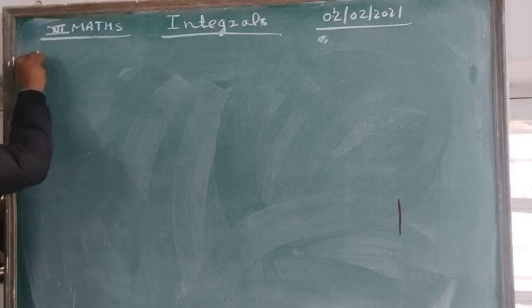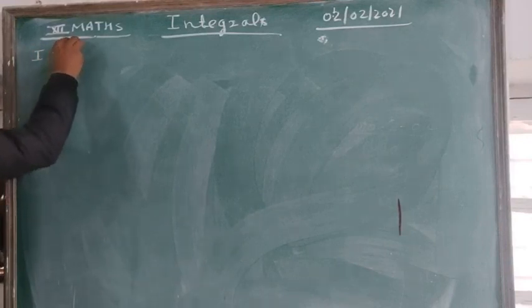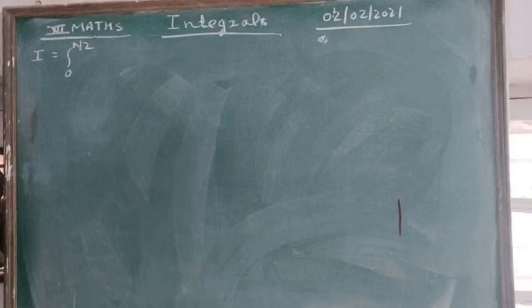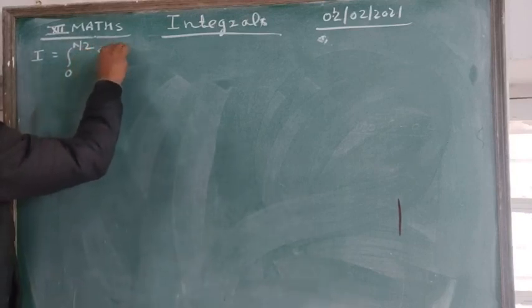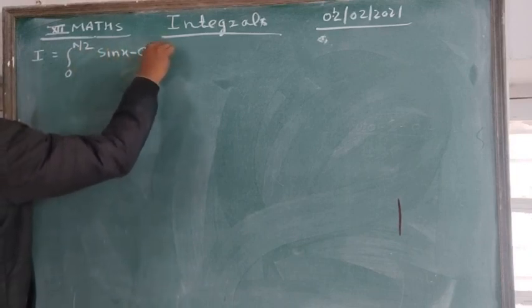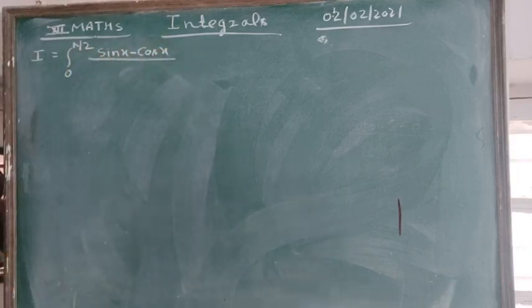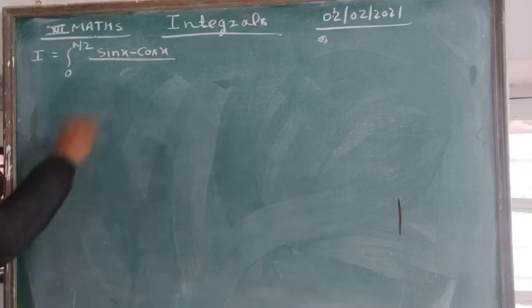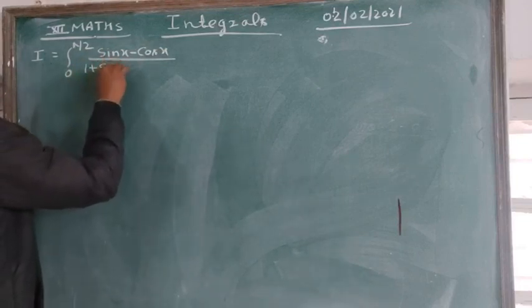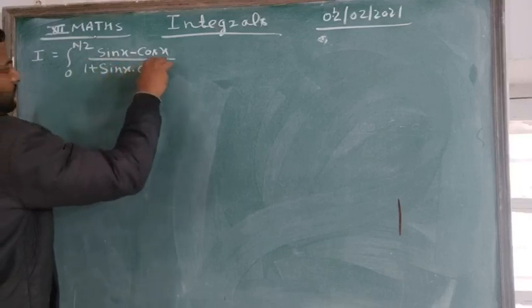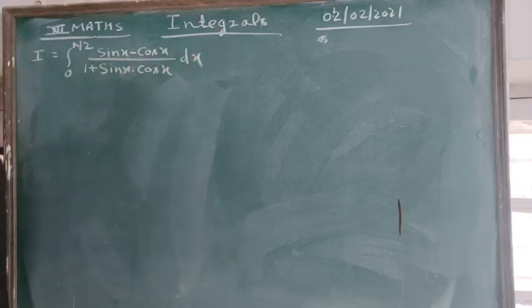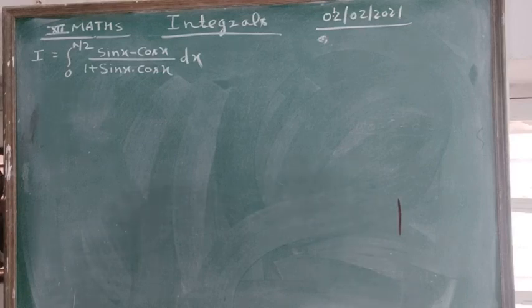Find the integral from 0 to pi by 2 of (sin x minus cos x) by (1 plus sin x cos x) dx. Okay, students, so our question is to find the integral from 0 to pi by 2 of (sin x minus cos x) by (1 plus sin x cos x) dx.